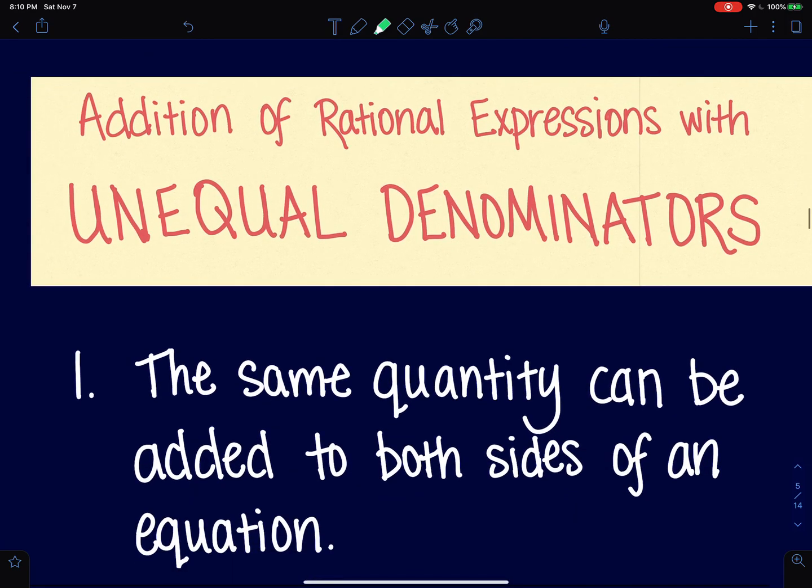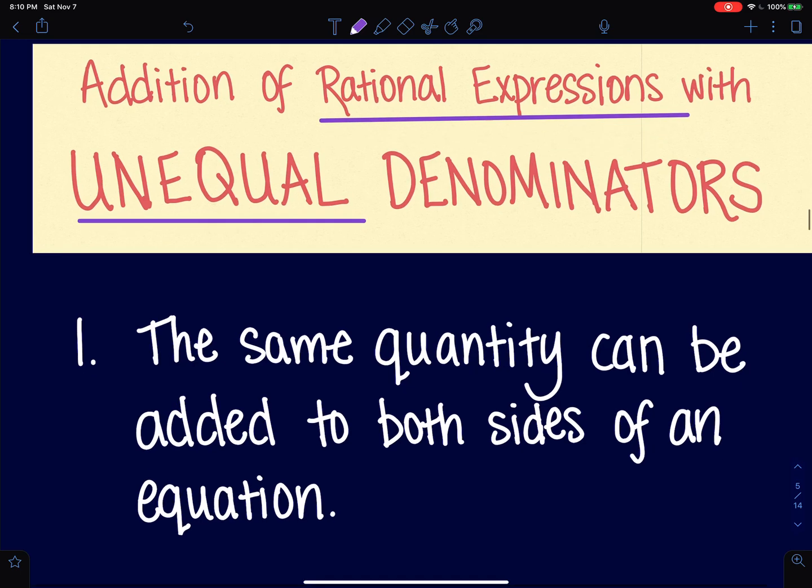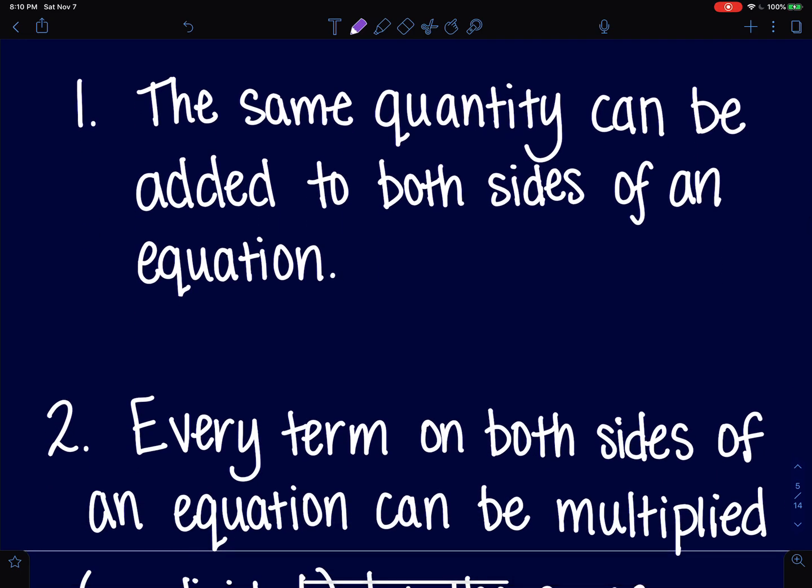Let's go on to the next topic, which is addition of rational expressions. This time, we're going to make it harder because we have unequal denominators. So this is where it really gets annoying and complicated because we're going to have to find common denominators. All right, so here is a reminder of some important rules of algebra. And some people think these are the most important rules in the history of the universe, but definitely the most important rules of algebra. So we're going to review these important rules, and you have to pay lots of attention.